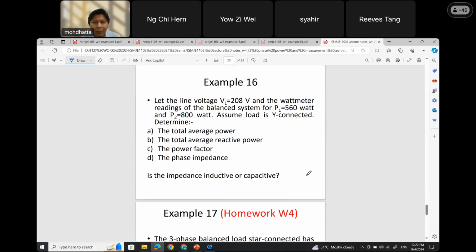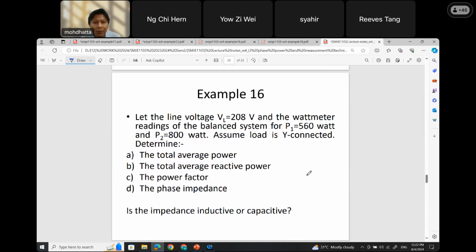Looking at the question, we have line voltage VL equals 208 volts, and the wattmeter readings P1 equals 560 watts and P2 equals 800 watts. Assume the load is Y connected. This assumption is part of the question. Determine the total average power.